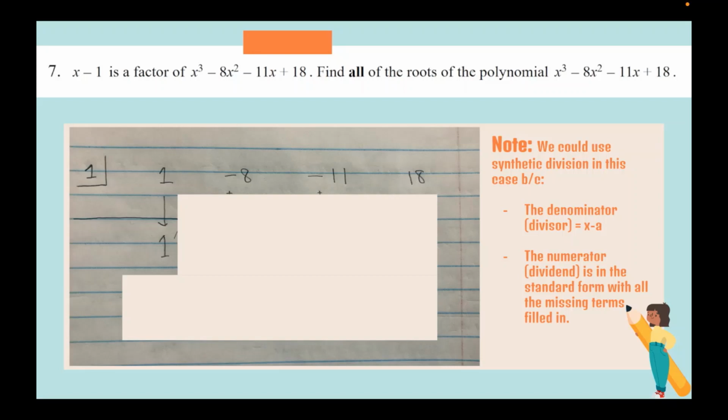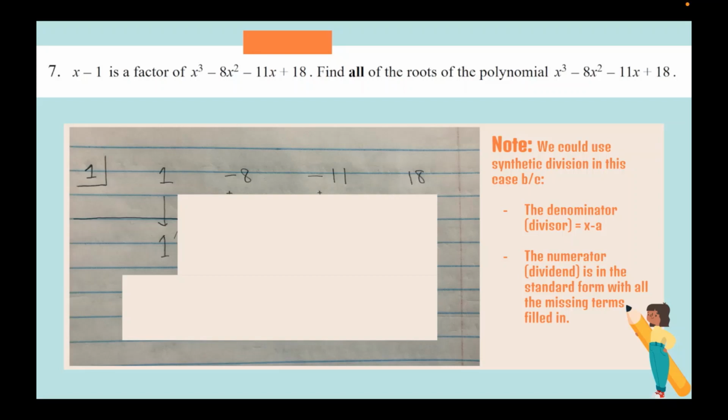Moving on to the next question. x minus 1 is a factor of x cubed minus 8x squared minus 11x plus 18. Find all the roots of the polynomial x cubed minus 8x squared minus 11x plus 18. Okay. Breaking down what the problem is asking of us, they want us to find all the roots, or x-intercepts, of the polynomial x cubed minus 8x squared minus 11x plus 18. And they also gave us a factor of that polynomial already, which is x minus 1.